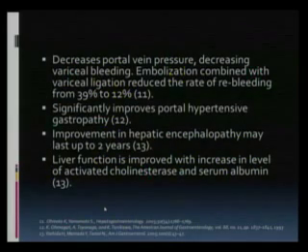Improvement in hepatic encephalopathy. So if a patient is hepatic encephalopathic and you can't do a TIPS, this is one procedure that you can do to prevent variceal bleeding and also improve his encephalopathy. And then it increases the liver function. The thought is that it decreases the flow to the spleen, increases the arterial flow to the liver, and increases liver function. This is exactly what happens in the steal phenomenon.